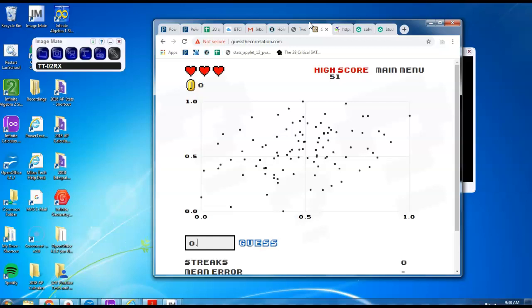And this one, they make you type in a number, so I think it's hard. Do you have to get exactly what it is? They give you a 0.1 margin of error, so you've got to be within 0.1. What's the website? Guessthecorrelation.com. All one word? Yes.